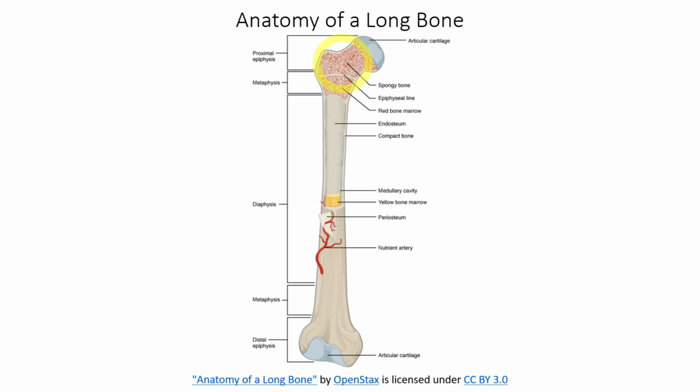Once you reach the diaphysis, there is no spongy bone. It's just a hollow tube of compact bone. And then there's just yellow marrow, which is all adipose tissue. It's all fat.